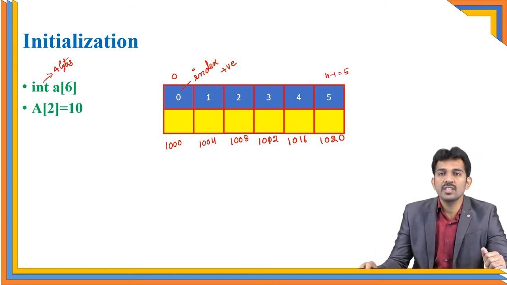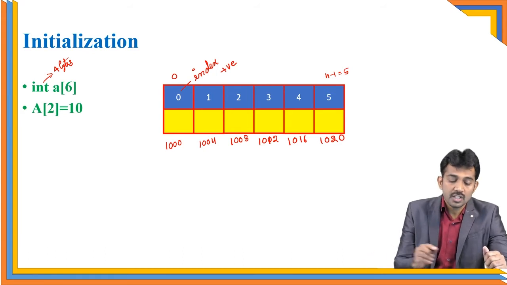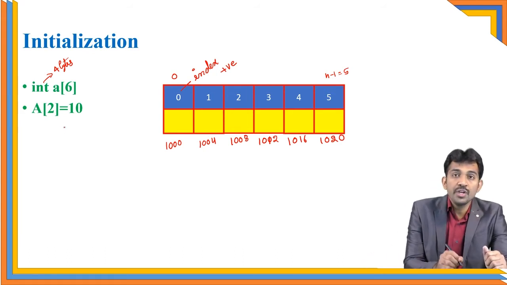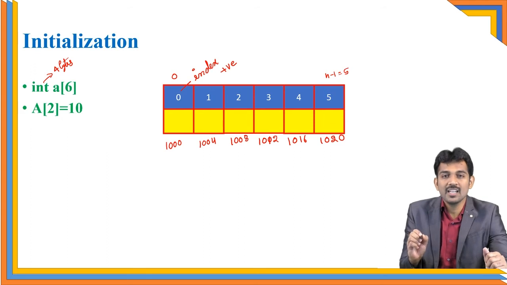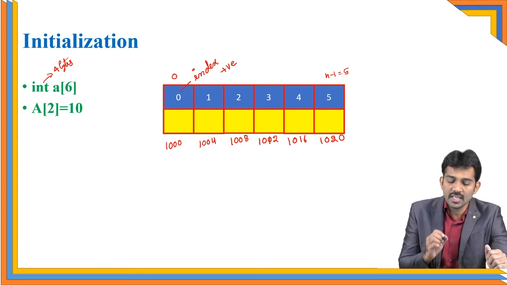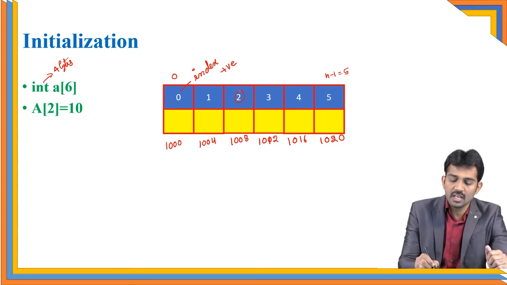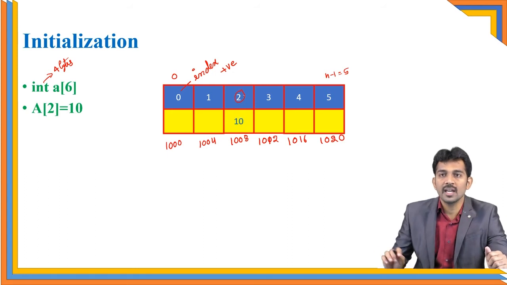Next, for example, if you want to store a data item, a of 2 equal to 10. A of 2 equal to 10 means what happened? This means you need to store the data item 10 at the index 2. What is index 2? This is the index 2. Here you need to store the 10. That is the meaning of a of 2 equal to 10.